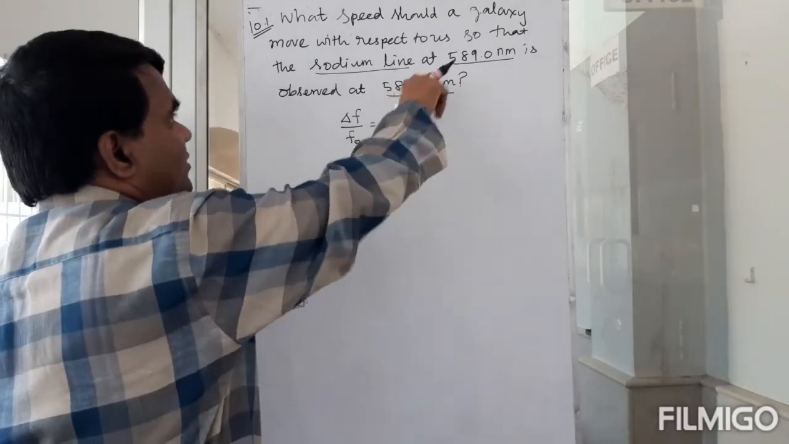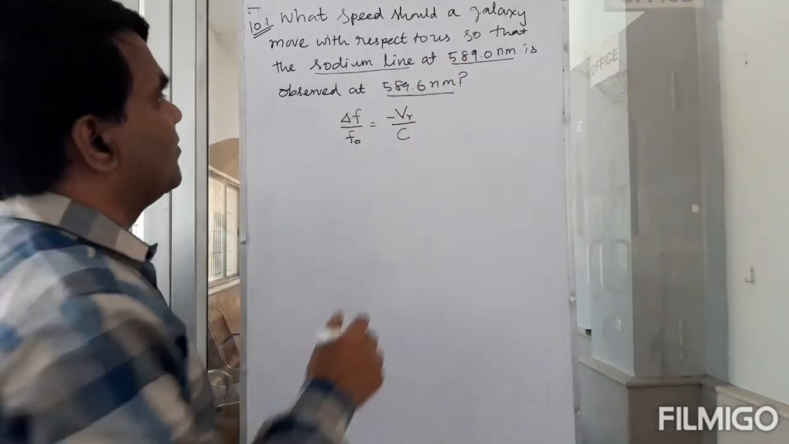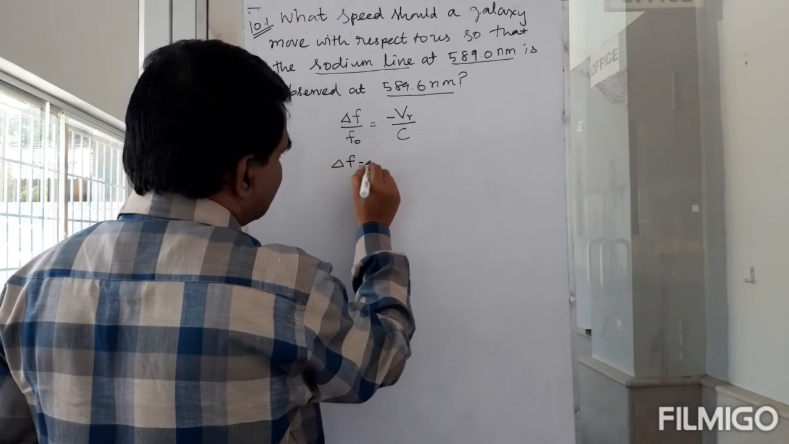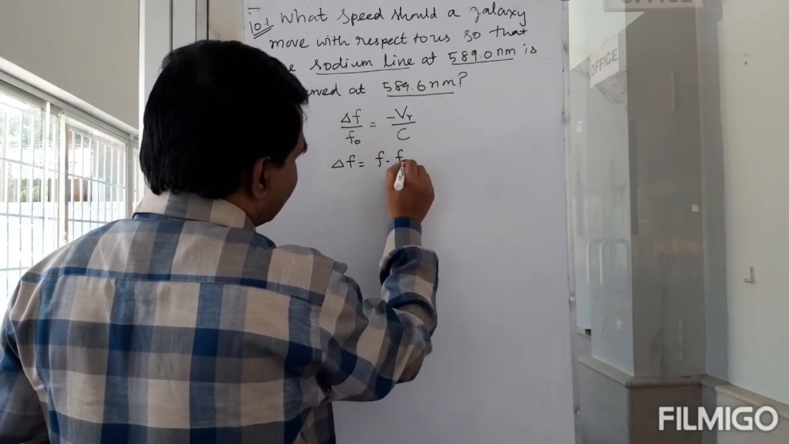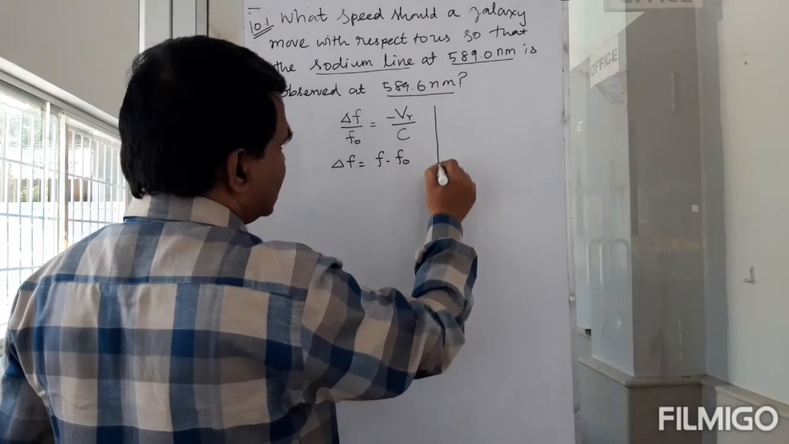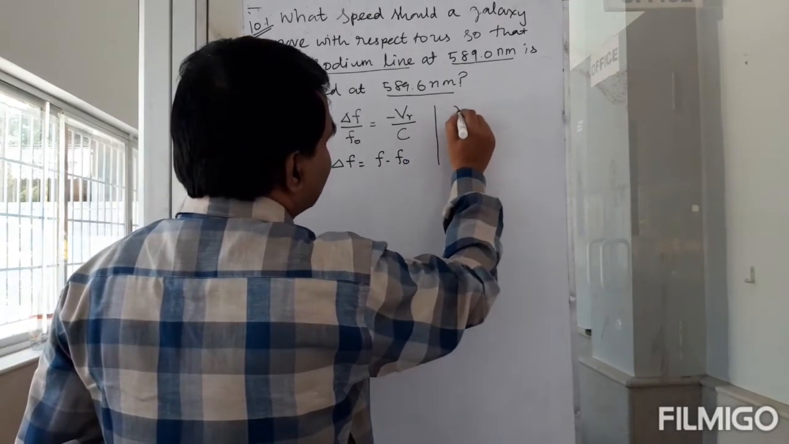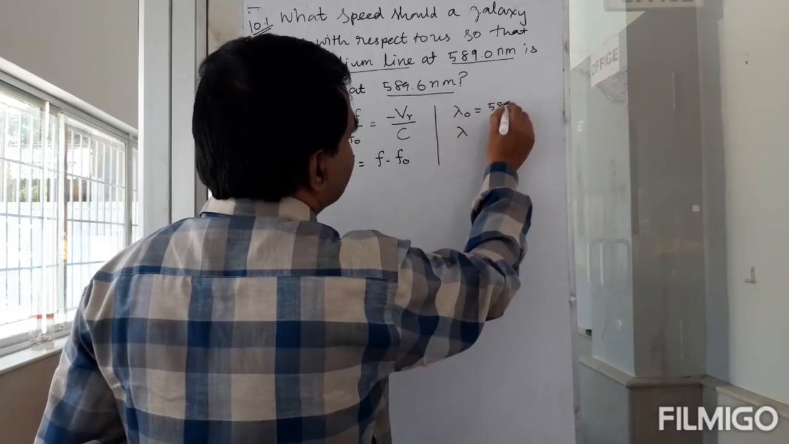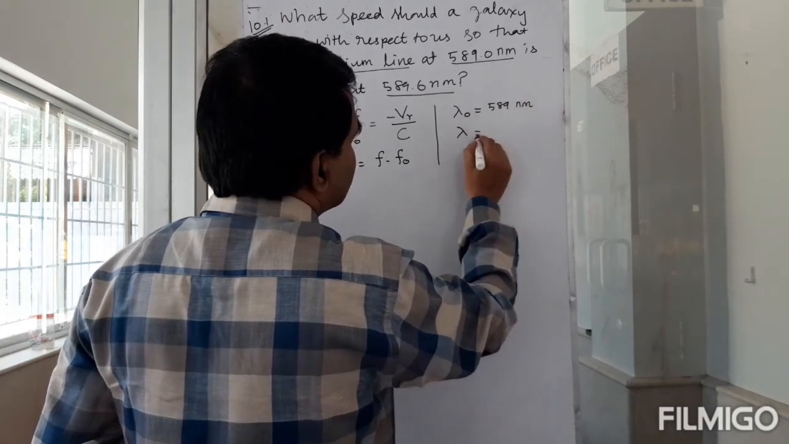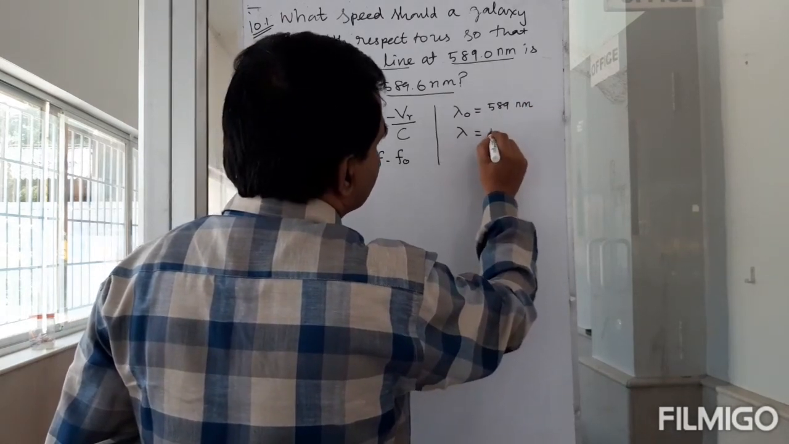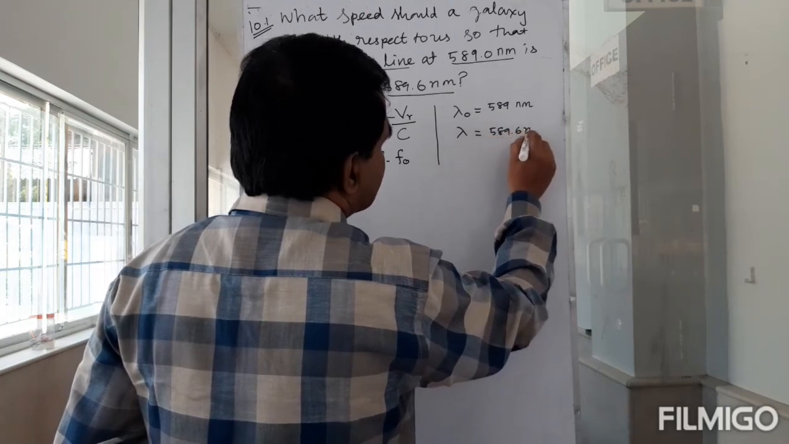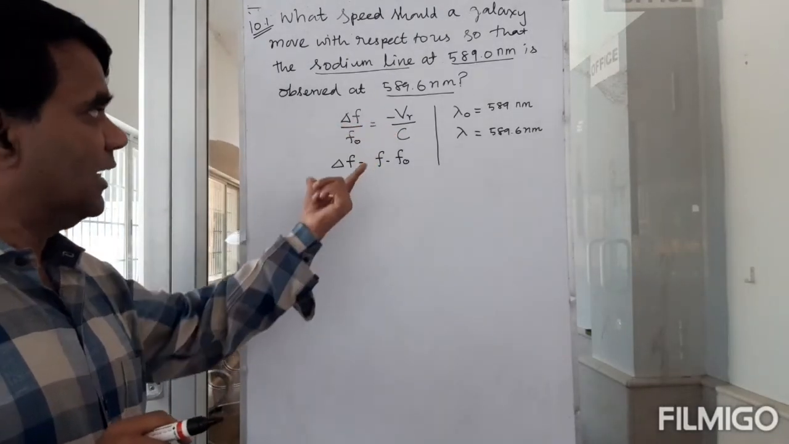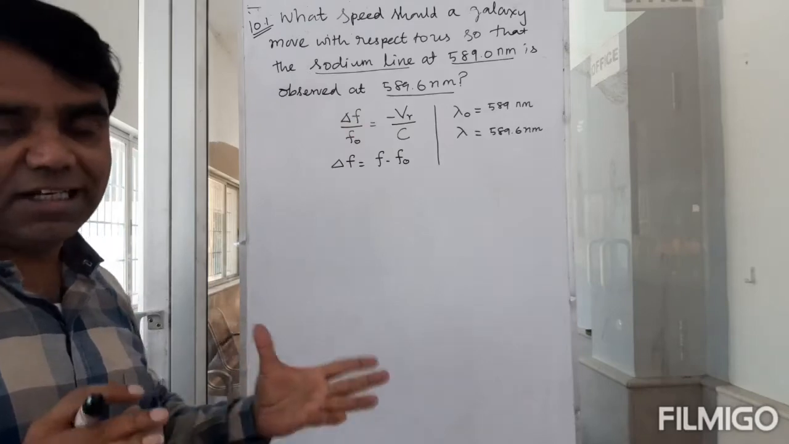But they have given me only this. The wavelengths, lambdas, are given. Okay. What is delta f? Delta f is actually f minus f naught. But I don't have f minus f naught. All I have is lambda naught and then lambda. So lambda naught is 589 nanometers and lambda is 589.6 nanometers. But I have only this expression. I need to express this in terms of lambda first.